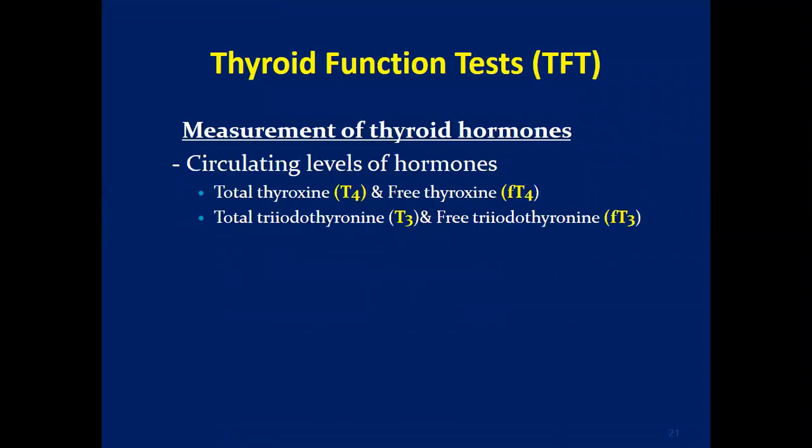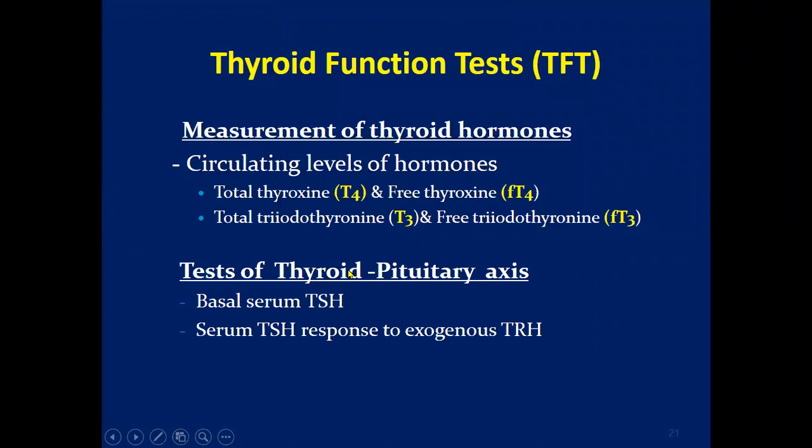Thyroid function tests are categorized into different varieties. For example, the measurement of thyroid hormone, the circulating levels of thyroid hormones like T3, T4, FT4, FT3. These are the circulating hormones in the blood, which we can measure and assess the status of the patient. Then tests of the thyroid pituitary axis, the basal serum TSH level, thyroid stimulating hormone level, which is the most important in this thyroid function test, which we have to measure along with these two hormones to differentiate different conditions like hyperthyroidism or hypothyroidism. Later on, we'll discuss which of these hormones is most important.